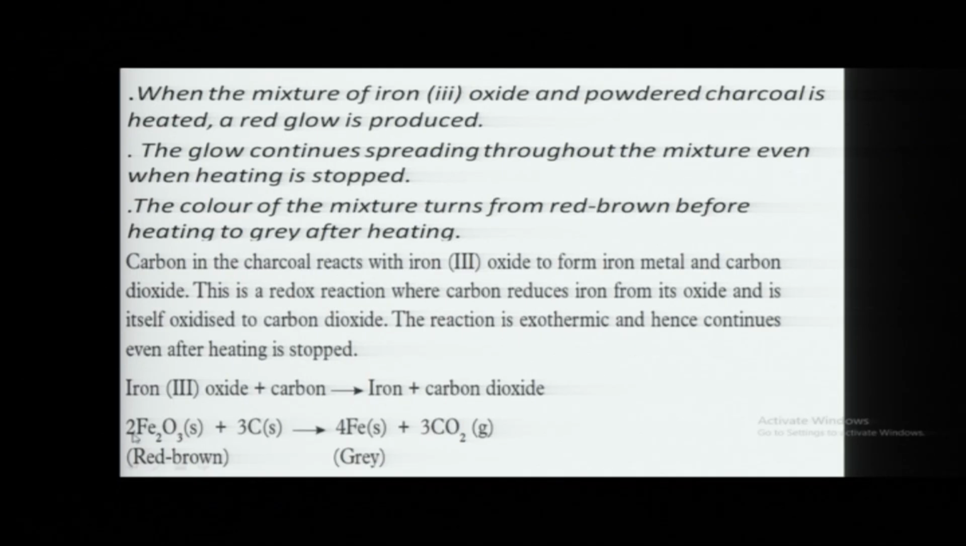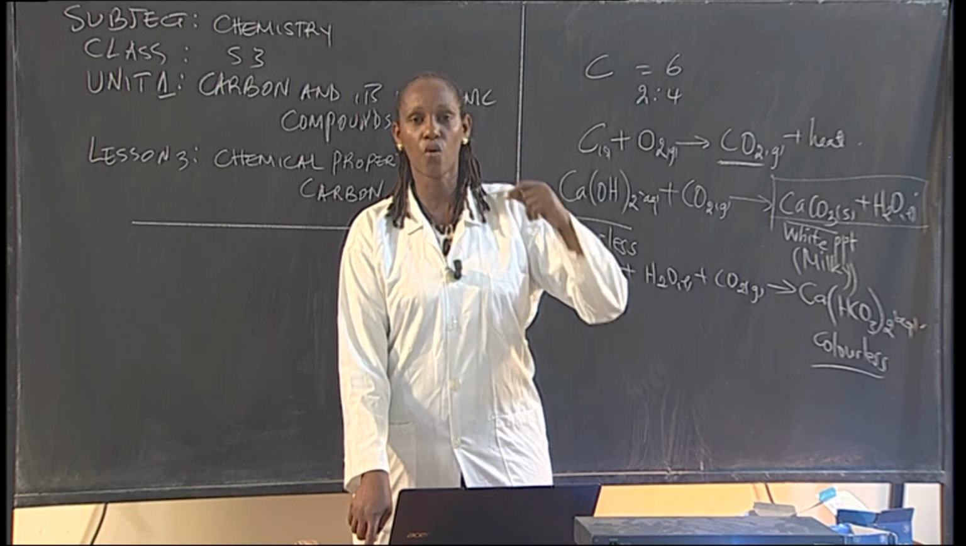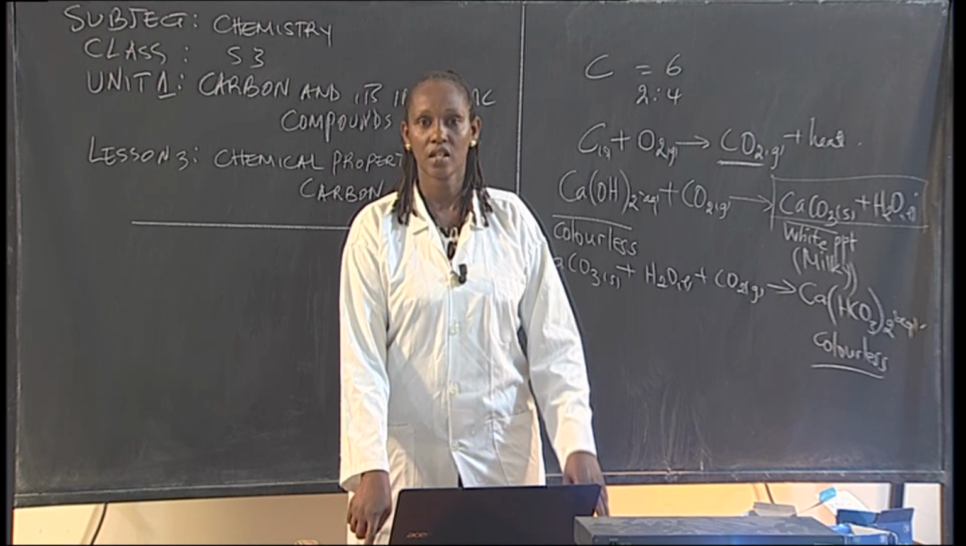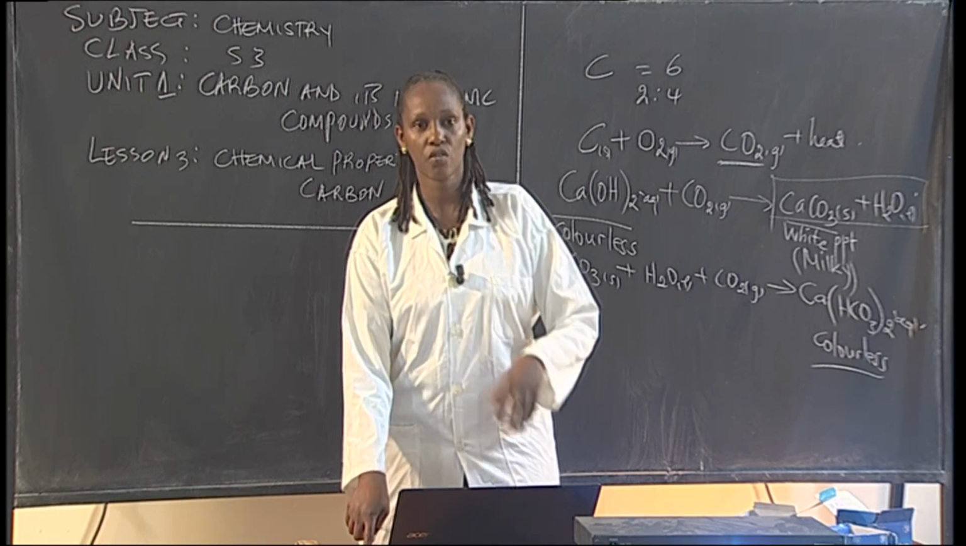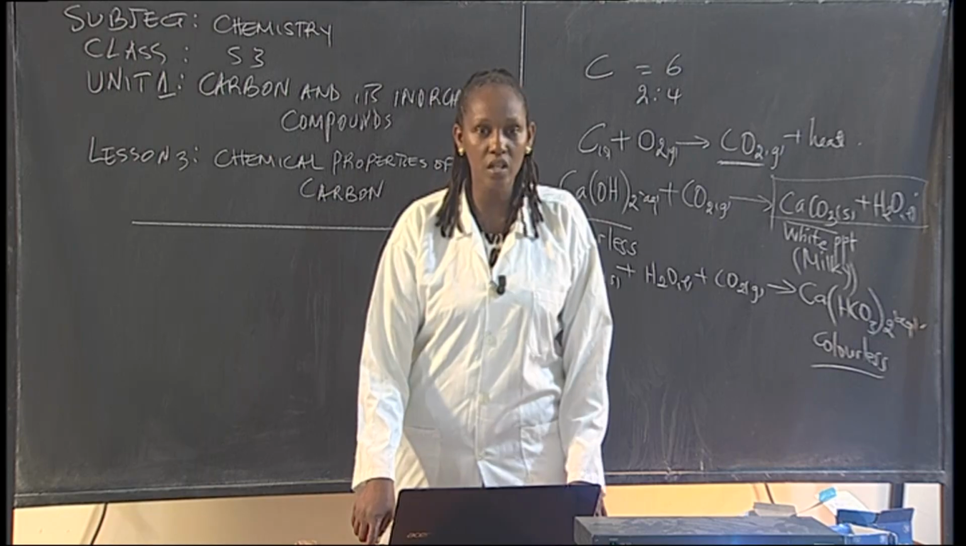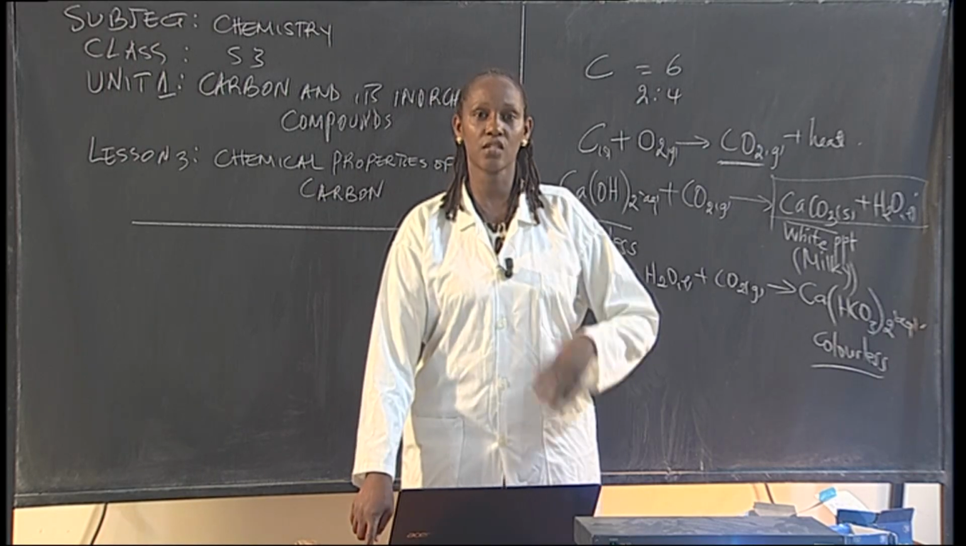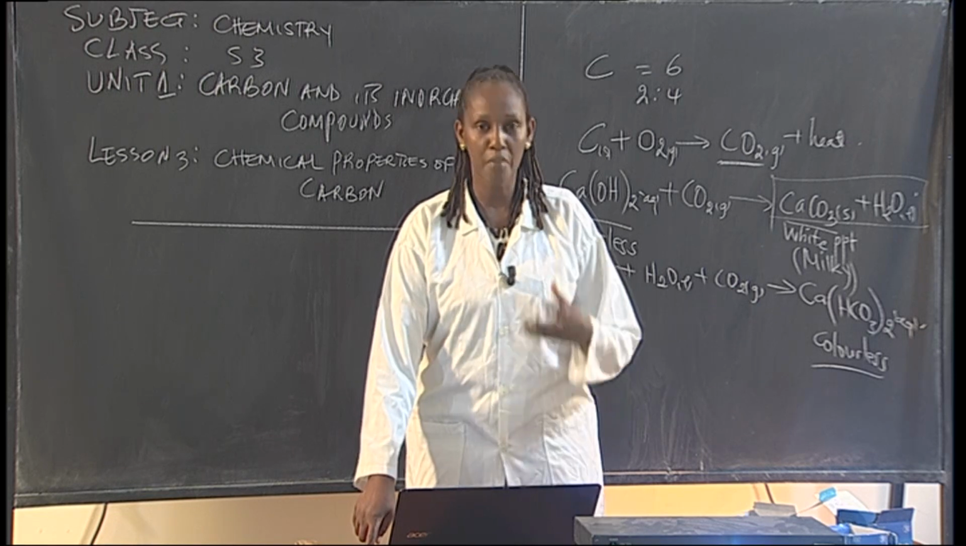See here, we had iron 3 oxide with a single carbon. Now this one remained as iron, and this becomes carbon dioxide, meaning that the carbon removed oxygen from iron 3 oxide and added it on itself to form carbon dioxide. We call that one oxidation. What is oxidation? Addition of oxygen. And removal of oxygen, that is reduction. Addition of oxygen, that is oxidation. So carbon removed oxygen and added it on itself, that is oxidation, to form carbon dioxide.